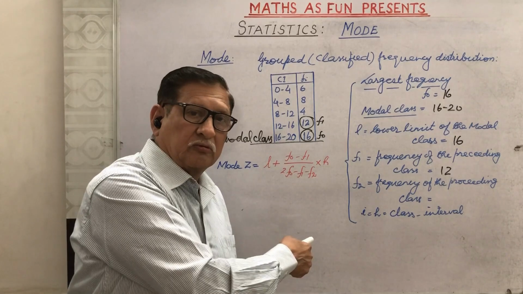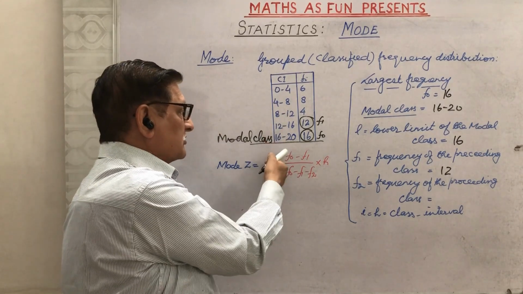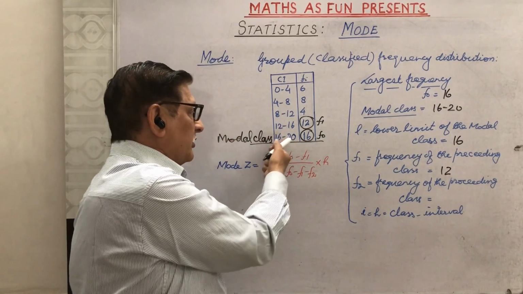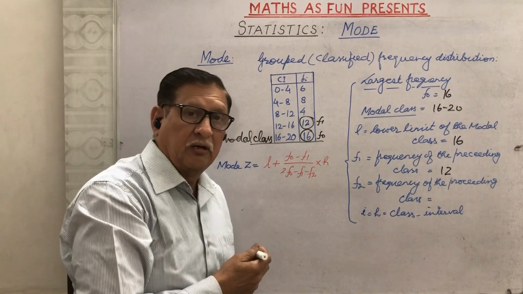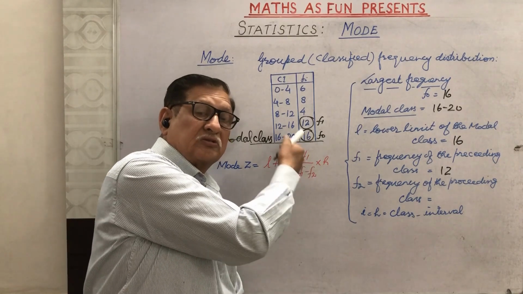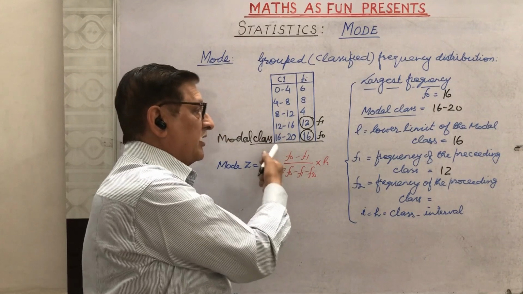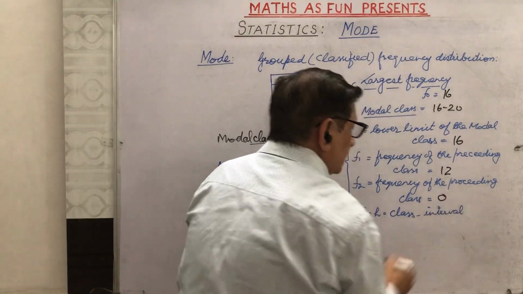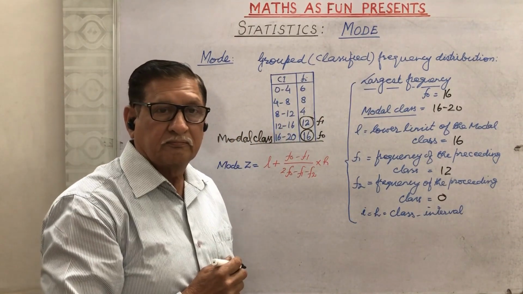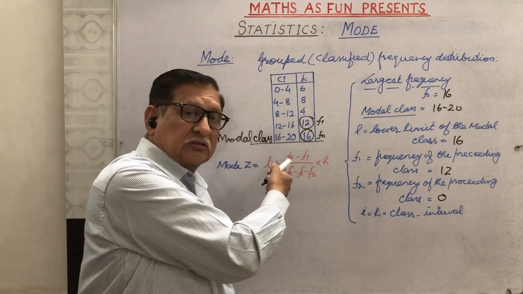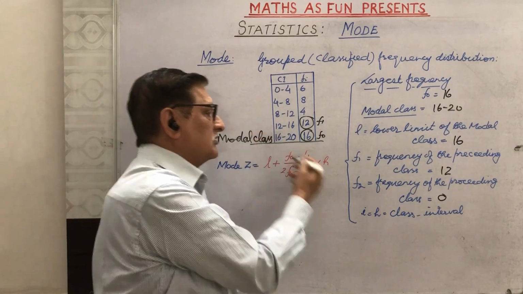What about F2? See here the next class is not existing. Why is it not existing? Even if we say that 20 to 24 is the class available, the frequency of that is 0 because it is not existing. So we can say that F2 here will be 0. Then what is the value of I or H? That is the class interval, and here we find the class interval is 4.